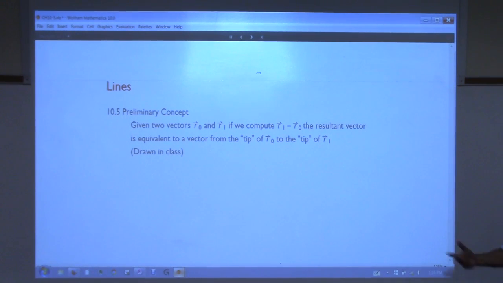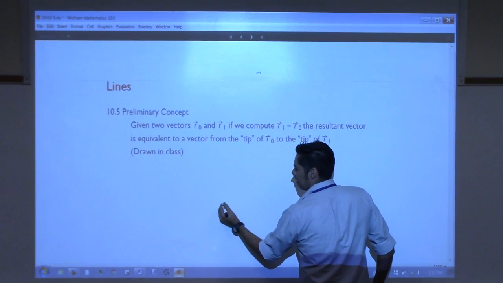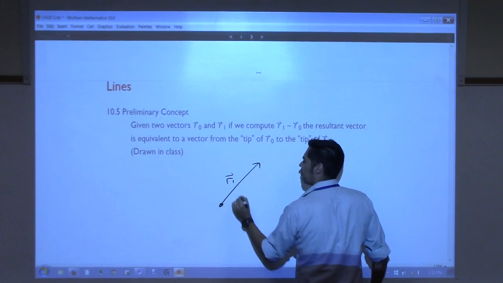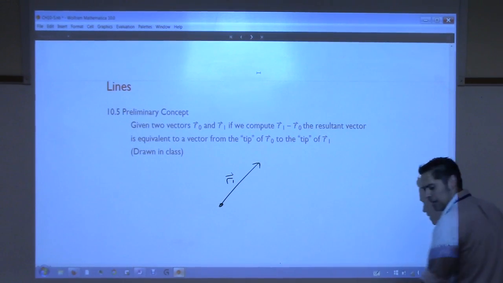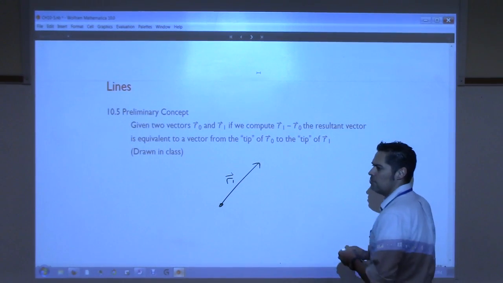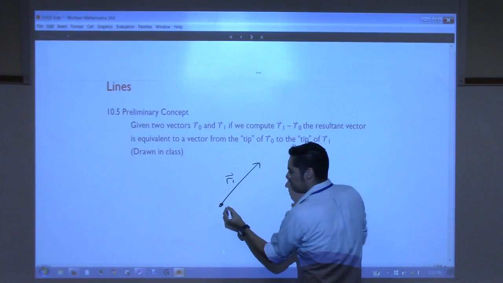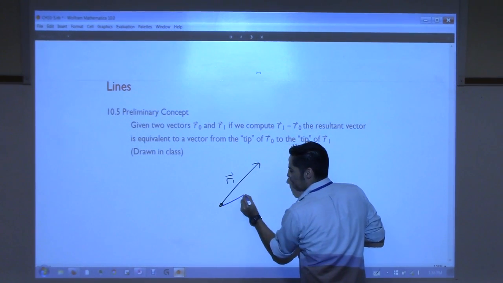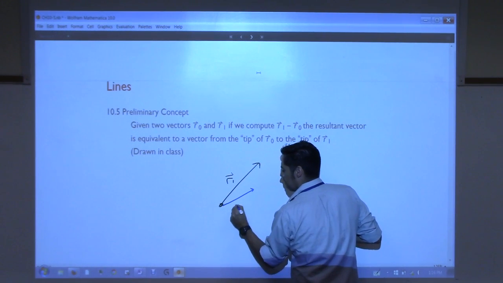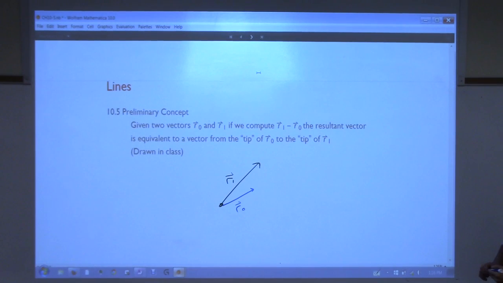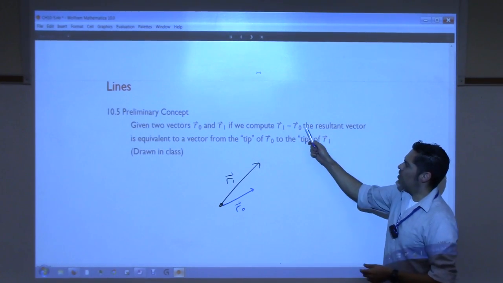So instead of drawing in class, I'm about to draw it for you. Okay, here is a vector R1. And I'm going to come in here with another vector R0. Doesn't matter where I draw it, right? I can slide it tail to tail, or not. There are 2 vectors, yeah? So what is R1 minus R0?